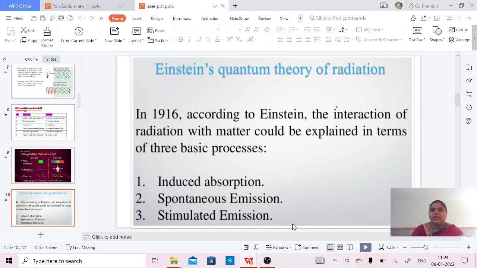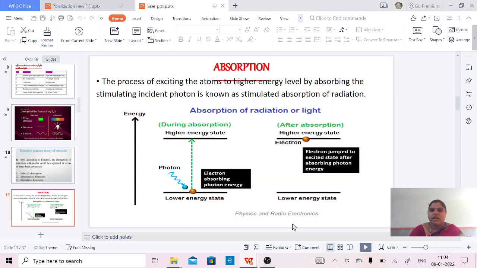Next, what is Einstein's quantum theory of radiation? Let us see. In 1916, according to Einstein, the interaction of radiation with matter could be explained in terms of three basic processes. What are those? Induced absorption, spontaneous emission, stimulated emission.